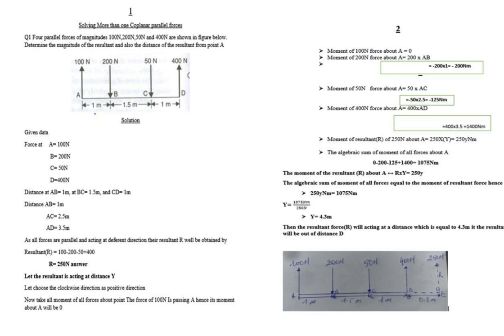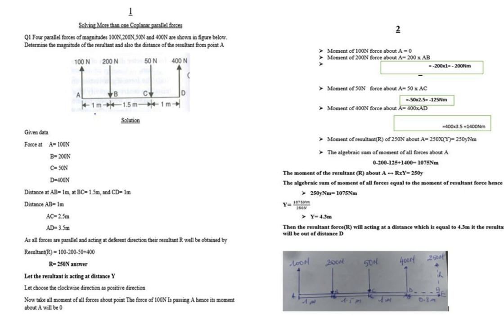Force at point A is equal to 100 Newton. Force at point B, 200 Newton. Force at point C, 50 Newton. Force at point D is equal to 400 Newton. The distances are AB 1 meter, BC 1.5 meter, CD 1 meter.